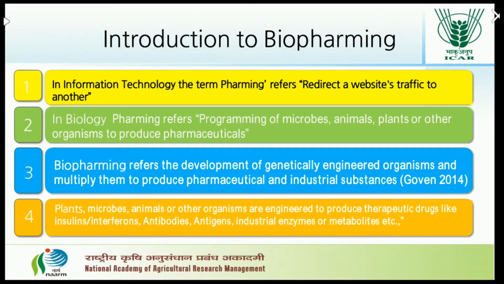The term biofarming is defined as the development of genetically engineered organisms and multiplying them to produce pharmaceutically and industrially important substances. For biofarming, plants, microbes, animals, and insects are also utilized. These compounds are consumed directly if they are produced in edible plants. Alternatively, we harvest the biomass, then we purify, concentrate, and use it for therapeutic or industrial enzymatic purposes.